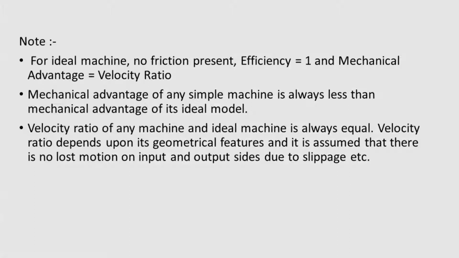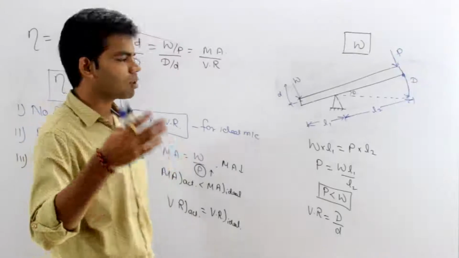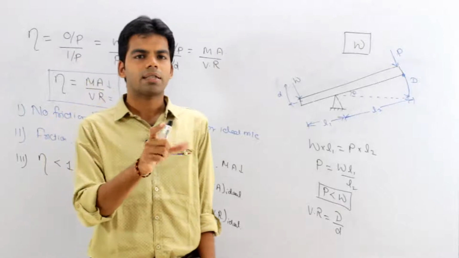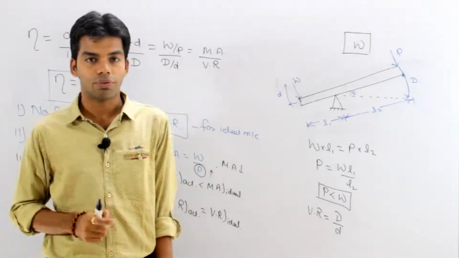For an ideal machine, since no friction is present, efficiency is equal to 1 and mechanical advantage is equal to velocity ratio. Mechanical advantage of any simple machine is always less than mechanical advantage of its ideal model. Velocity ratio of any machine and ideal machine is always equal. Velocity ratio depends upon its geometrical features, and it is assumed that there is no lost motion on input and output side due to slippage, etc. So, velocity ratio will be the same, because we are assuming that there is no slippage in input and output. If there is slippage, then obviously the velocity ratio will change, but not because of friction.